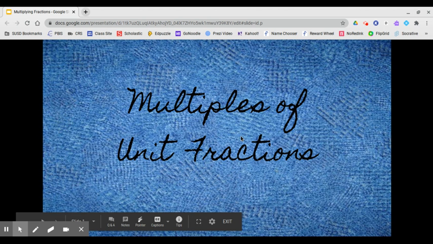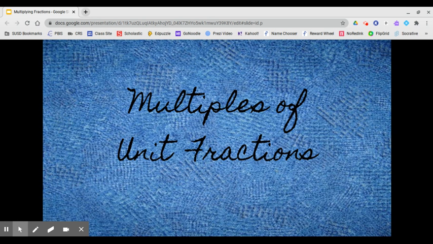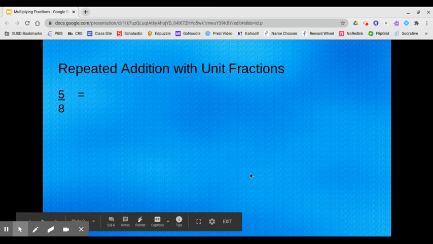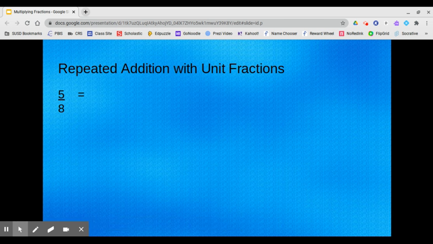So this chapter is all about multiplying fractions. We've seen for multiples of unit fractions that it really goes over the fact that, again, multiplication with regular numbers is repeated addition, and the same goes for using unit fractions. So if we're given, for instance, 5/8, we can think of multiplying unit fractions as repeated addition.